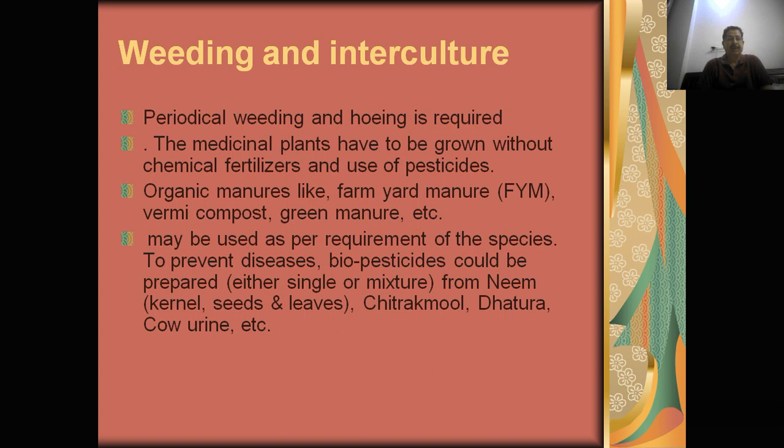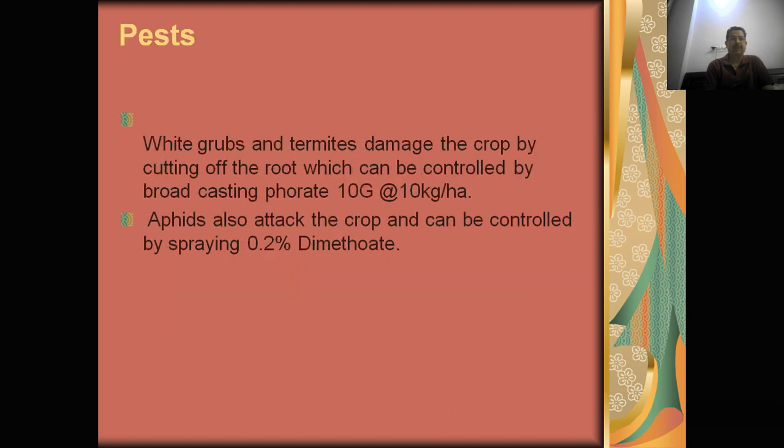Biopesticide could be prepared either single or as a mixture from neem, that is kernel, seeds and leaves, chitrak, madar and dhatura, cow urine, etc. Then pests. White grub and termites damage the crop by cutting off the root, which can be controlled by broadcasting forate at the rate of 10 kg per hectare. Aphids also attack the crop and can be controlled by spraying 0.2% dimethoate.